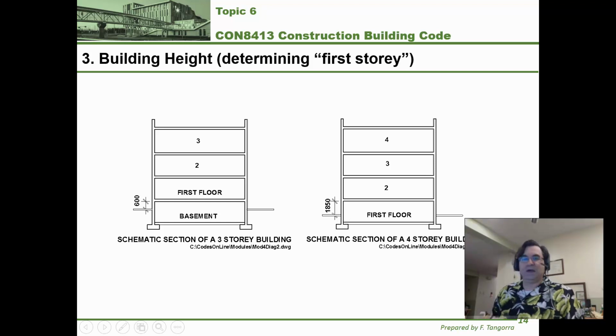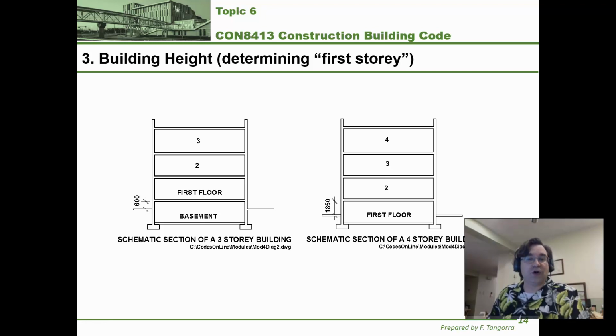Okay? And the ceiling of that story is at least 1.8 meters from the ground level. In this case, that ceiling is 1.85 meters or 1850 millimeters. Okay? So that would classify as a first story. So this is 4 stories high.